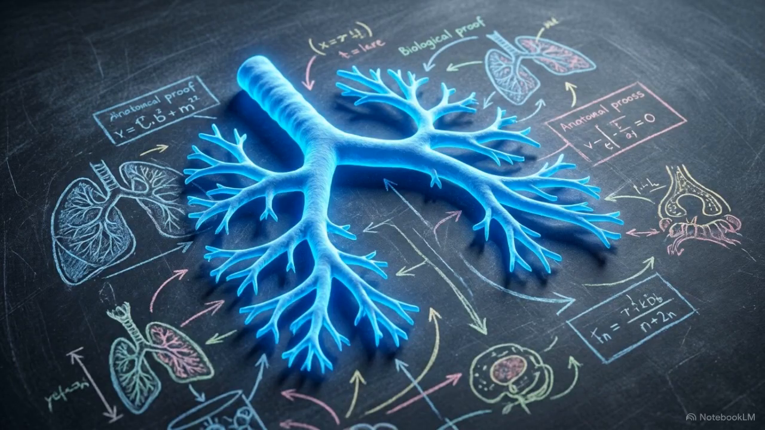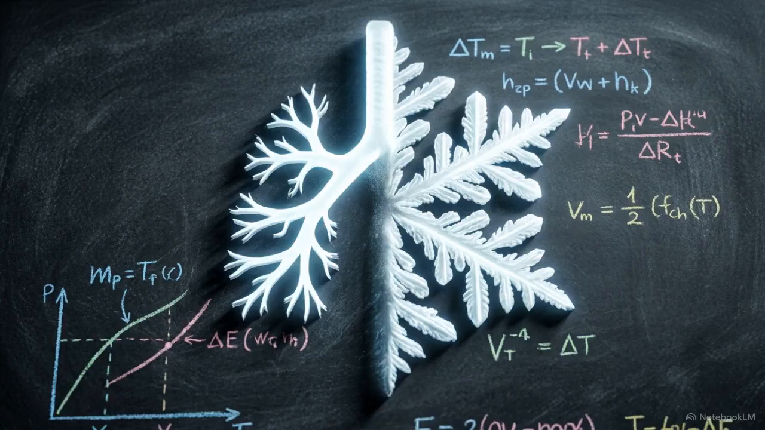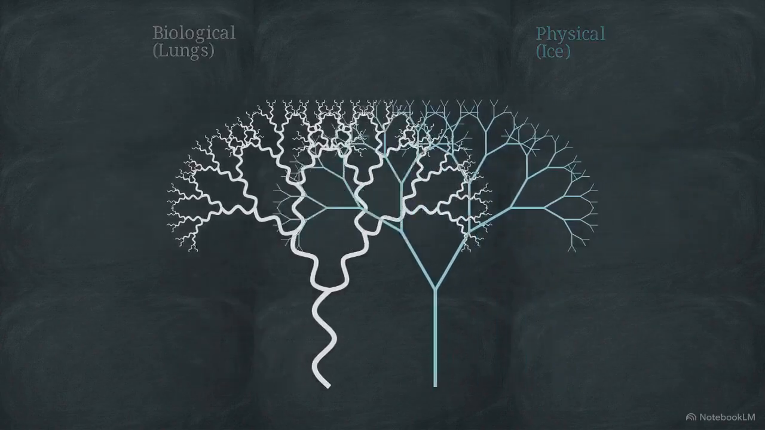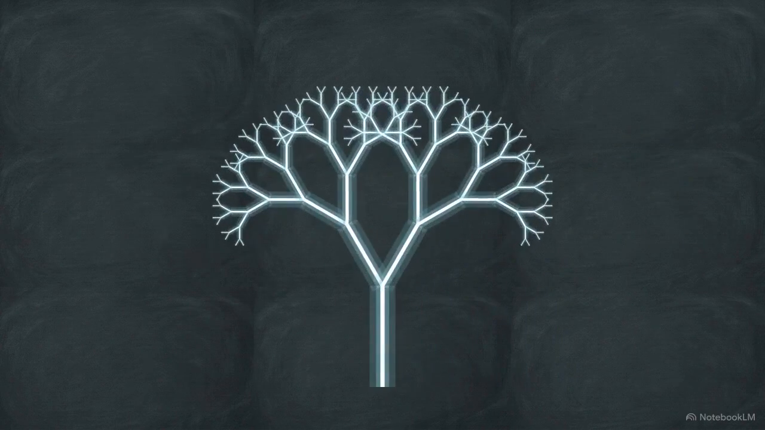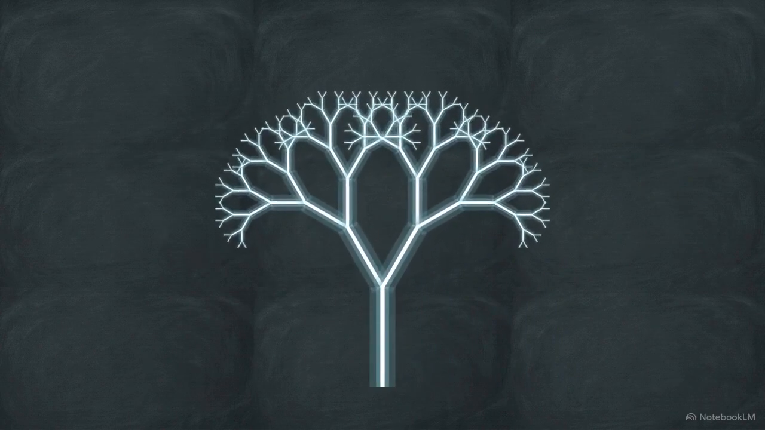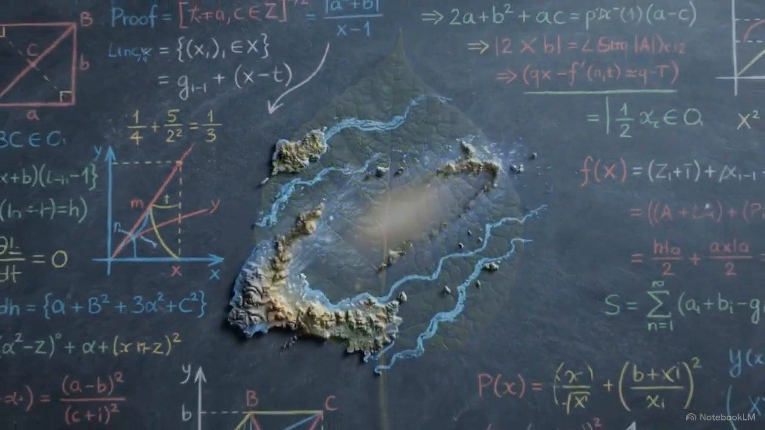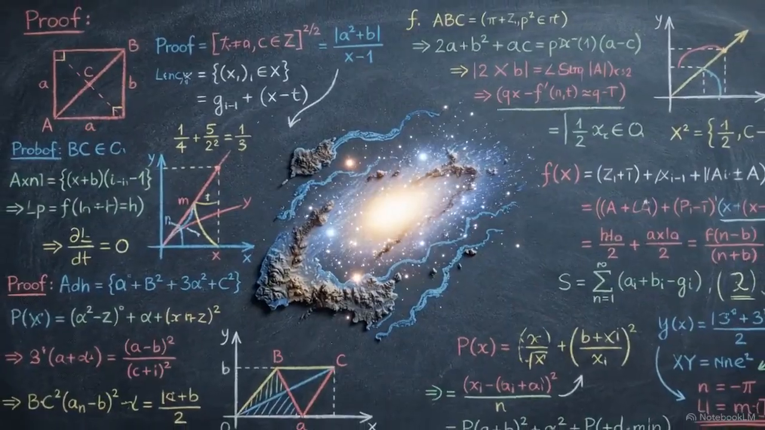Biological evolution optimized the human lung to bypass volumetric limits over millions of years. Thermodynamics forced the snowflake to bypass diffusion limits in a matter of seconds. Despite using vastly different mechanisms, DNA versus phase transitions, both systems arrived at the exact same geometric solution. Fractal geometry is the universal mathematical algorithm all matter uses to negotiate boundary limits in a three-dimensional universe.